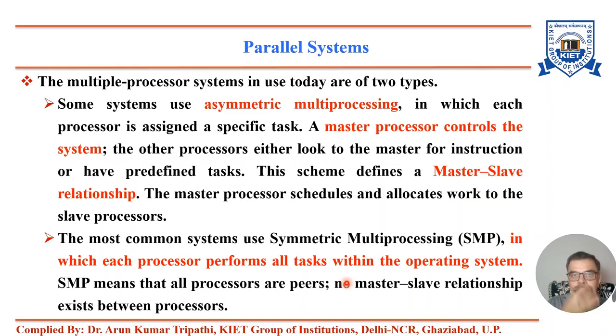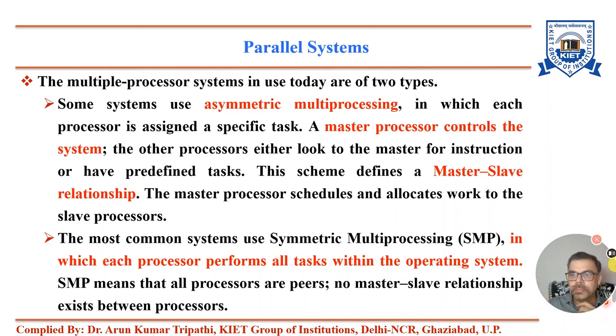Now, parallel systems are again classified into two types. The first one is symmetric and the second one is asymmetric. Firstly, I am going to discuss the asymmetric. As its name shows, asymmetric means all processors are not similar. There is one processor which is controlling all the remaining processors.